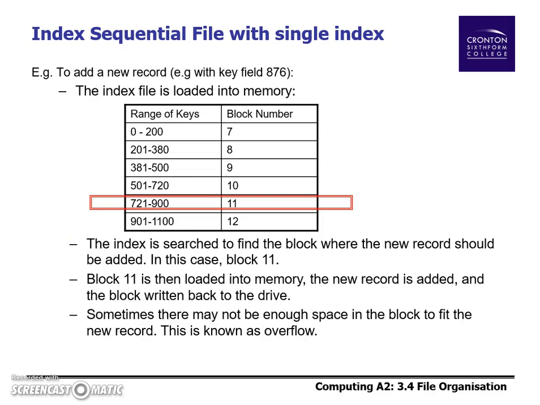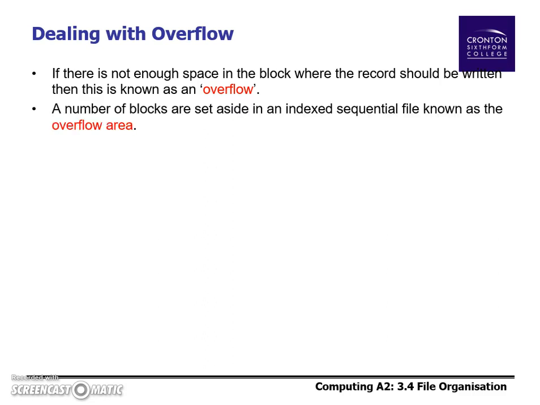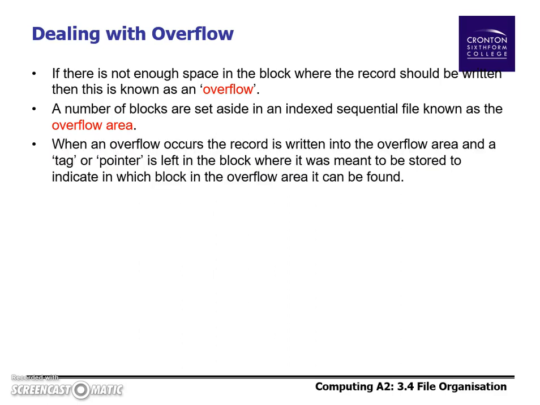Sometimes there may not be enough space in the block to fit the new record, and this is known as overflow. If there's not enough space in the block where the record should be written, then there is an overflow. A number of blocks are set aside in an indexed sequential file known as the overflow area. When an overflow occurs, the record is written into the overflow area, and a tag or pointer is left in the block where it is meant to be stored to indicate in which block the overflow area can be found.